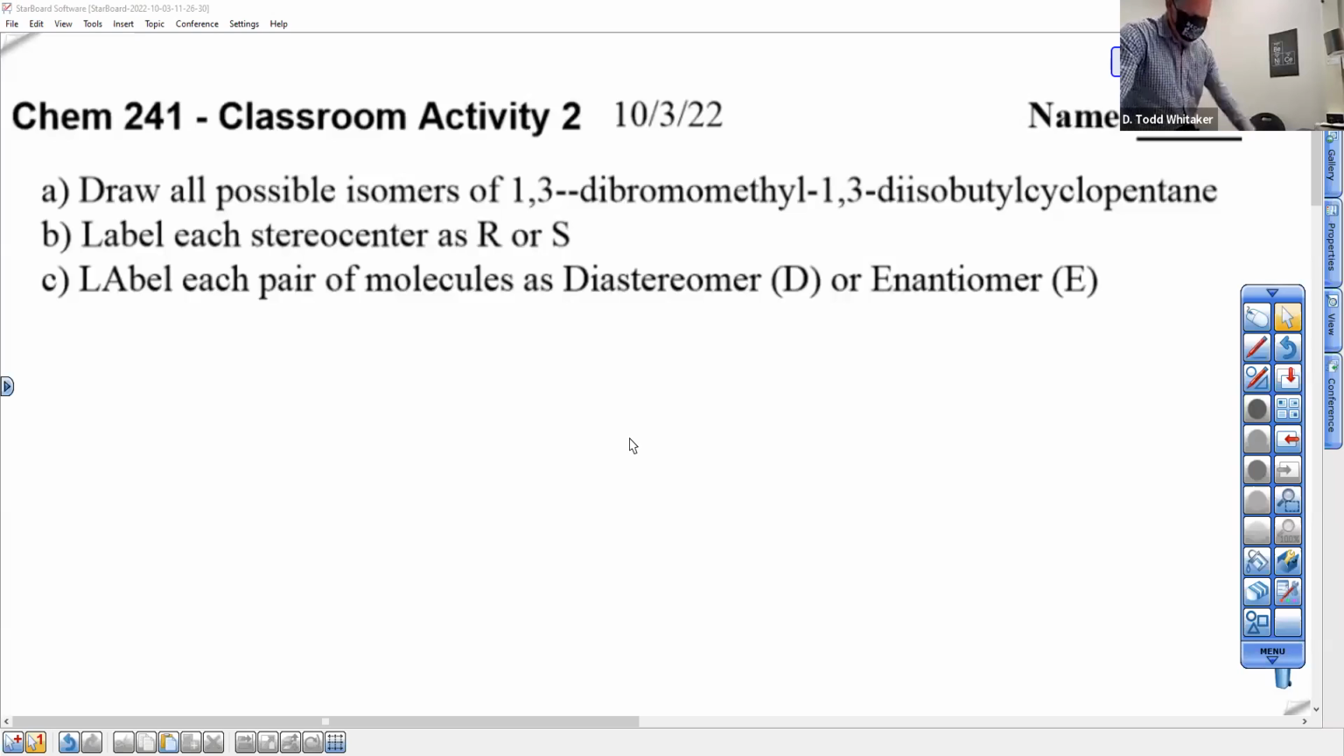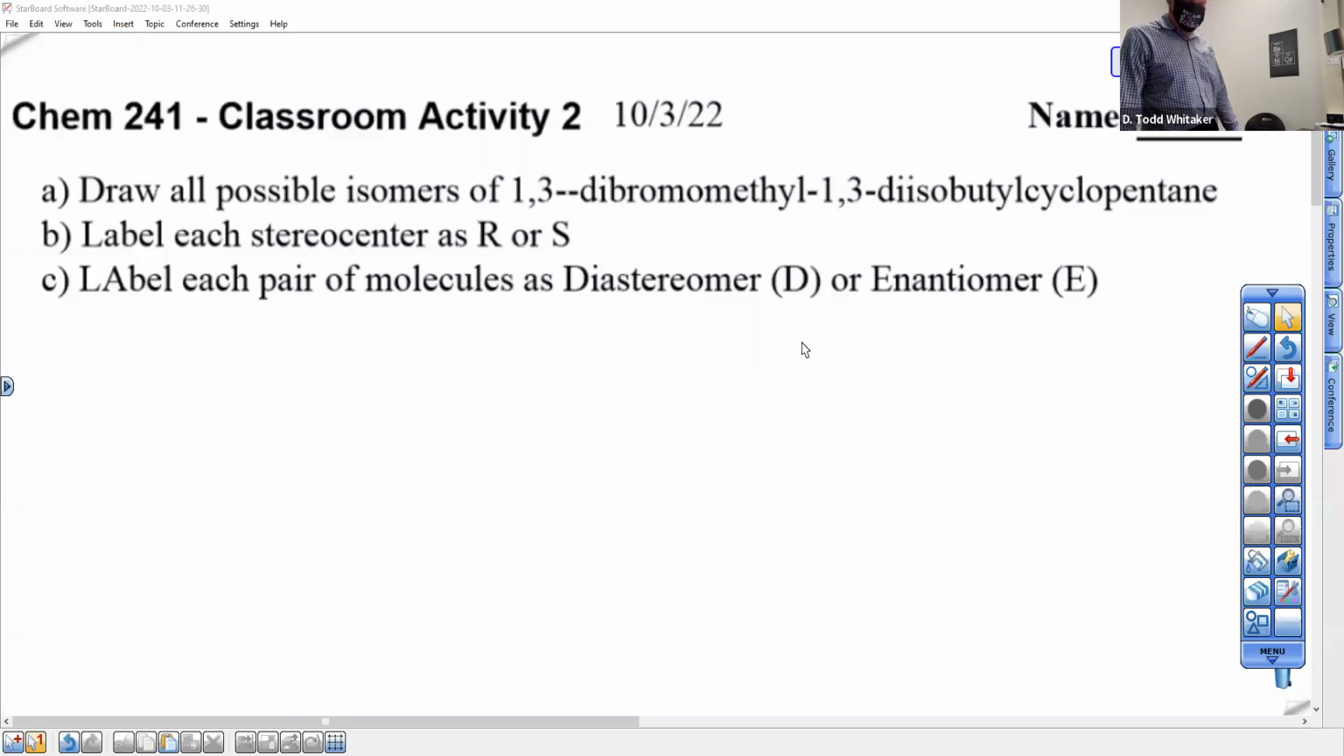Continuing our discussion of diastereomers and enantiomers. We got a new question here. This is the test version. We're supposed to draw all possible isomers of this name and then label each stereocenter as R or S. It's pretty much the same as our activity we just did. And then we're going to label the pairs. There should be either 6 pairs or 3 pairs. We had 6 pairs in our first example.